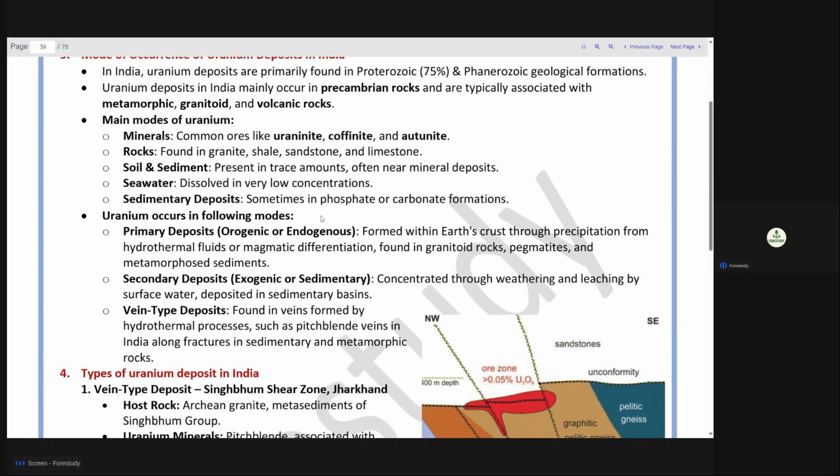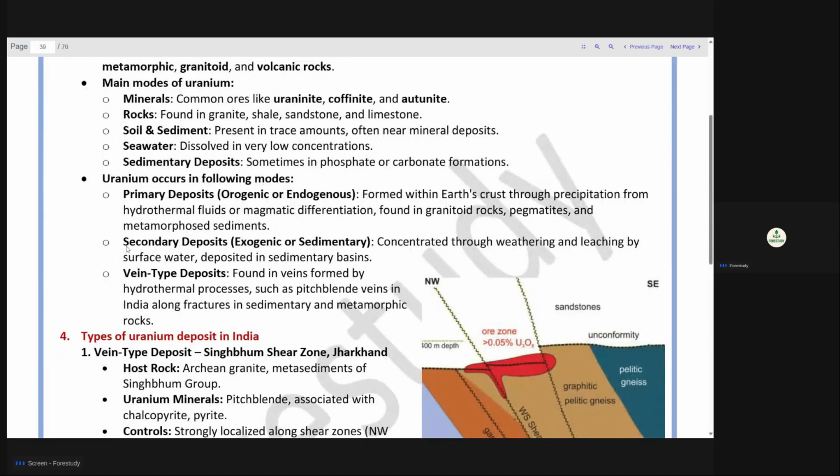So uranium occurs in the following modes. Primary deposits, orogenic or endogenous, are found within the Earth's crust through precipitation from hydrothermal fluids or magmatic differentiation, found in granitoid rocks, pegmatites, and metamorphosed sediments. Secondary deposits are exogenic or sedimentary, concentrated through weathering and leaching by surface water and deposited in sedimentary basins. Sedimentary basins we get mostly in sedimentary rocks, and primary deposits we get in granitoids, pegmatites, and metamorphosed sediments.